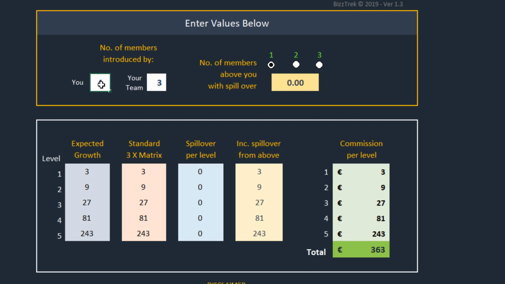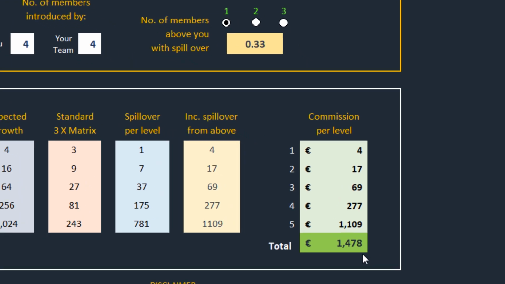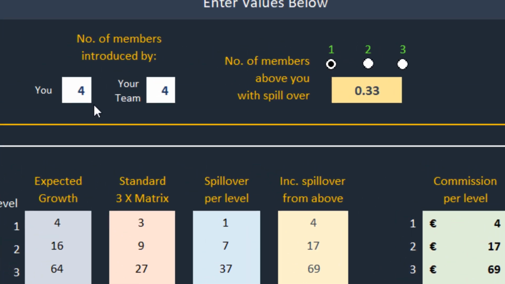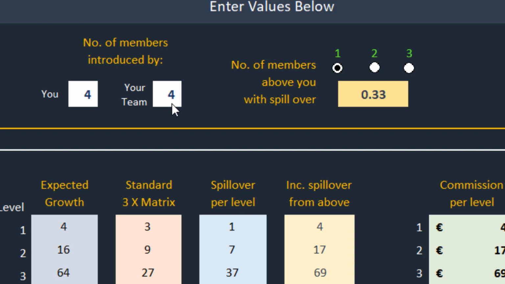But let's say everyone introduces 4 each, including yourself, and you've got one person above you adding spillover. Now, I know it's a fraction here, which doesn't happen in real life, but this is just for illustration purposes to give you an idea. So with 4 people each, now you can see there's a significant increase, and it's gone to a total of €1,478 per month passive income. That's a huge jump by everyone introducing one person extra each.